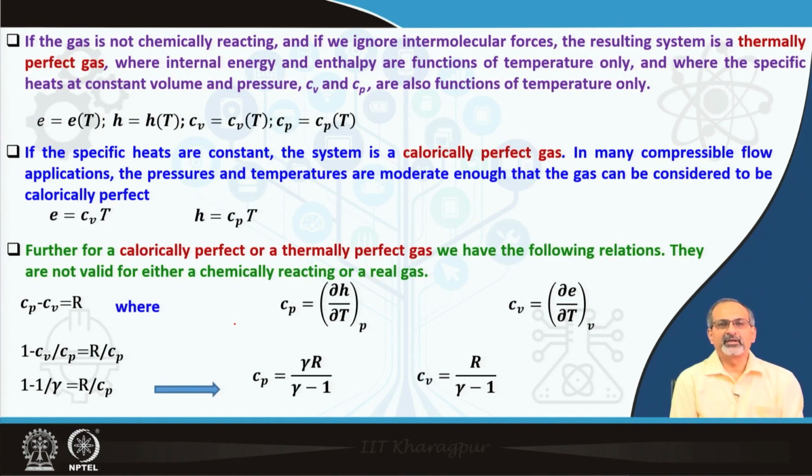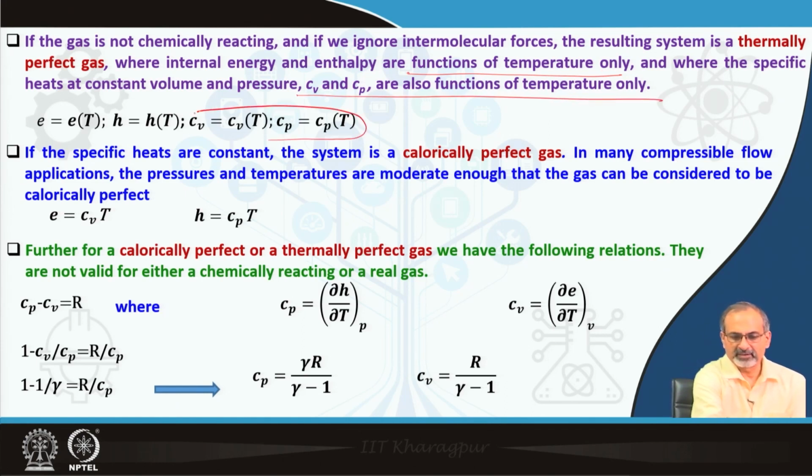If the gas is not chemically reacting and if we ignore intermolecular forces, the resulting system is a thermally perfect gas, where internal energy and enthalpy are functions of temperature only, and where the specific heats at constant volume and pressure are also functions of temperature only. Mind you that they are not constants when it is thermally perfect. If the specific heats are constant, the system is a calorically perfect gas. This is precisely the difference between thermally perfect and calorically perfect.